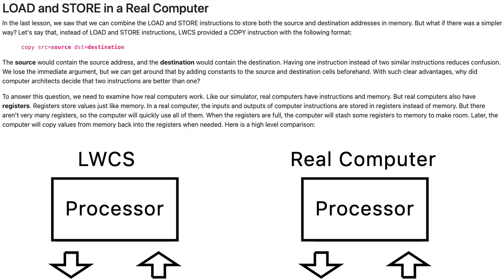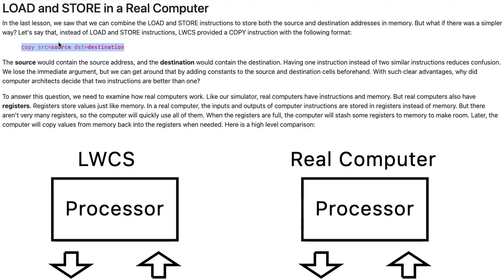In the last lesson, we saw that we can combine the load and store instructions to store both the source and destination addresses in memory. But what if there was a simpler way? Let's say that instead of load and store instructions, LWCS provided a copy instruction with the following format.